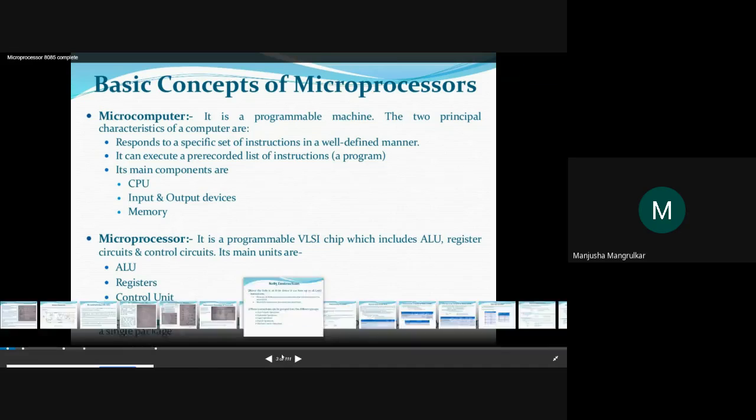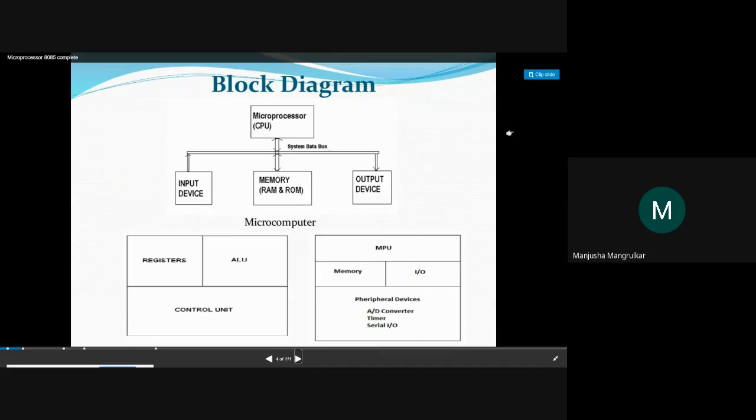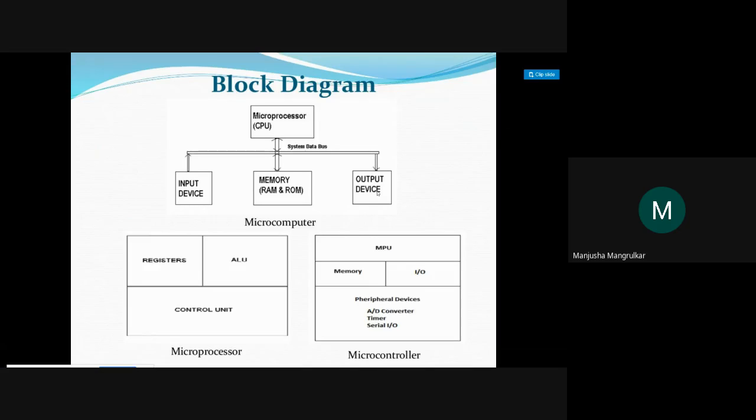So this is a microcontroller. Now, the basic block diagram. This is your microprocessor, that is a CPU, input devices, memory and output devices, as we have seen in our first semester also, fundamentals of microprocessor.